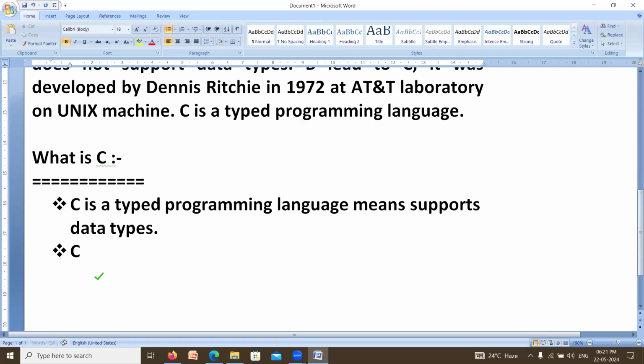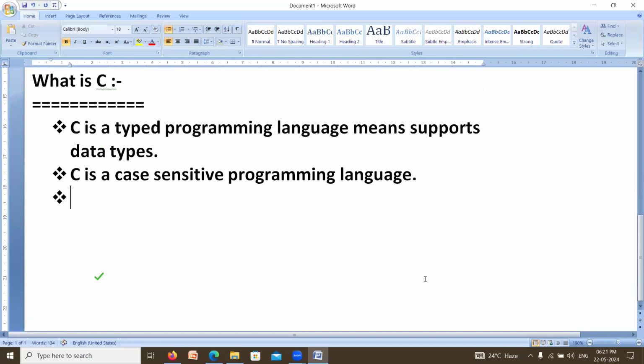Next, C is a case sensitive programming language. What is the meaning of case sensitive? My dear friends, I am writing two lines here. One is India. The second one is also India. What is the difference between these two? Reading is common, India and India. But one is in lower case, the other is in upper case.